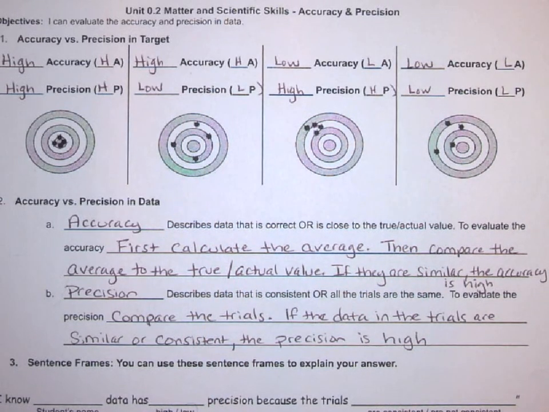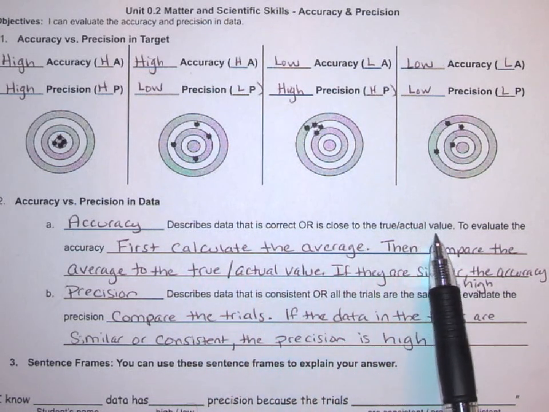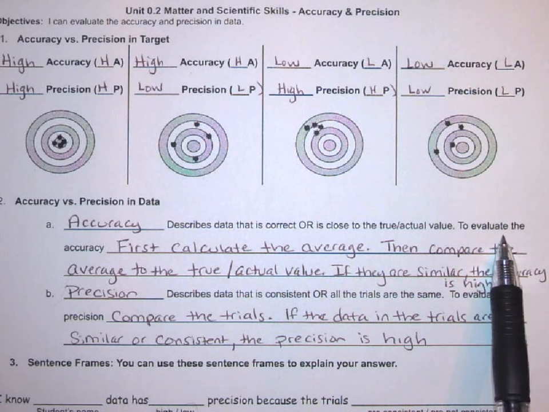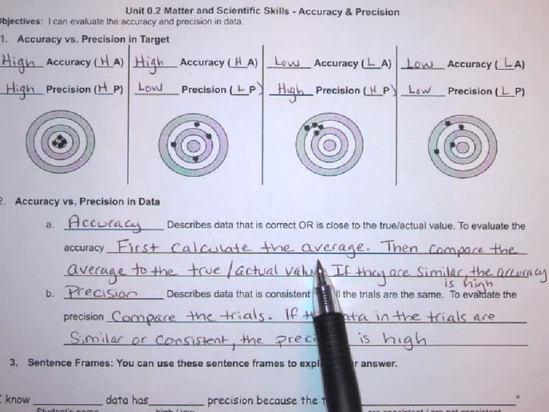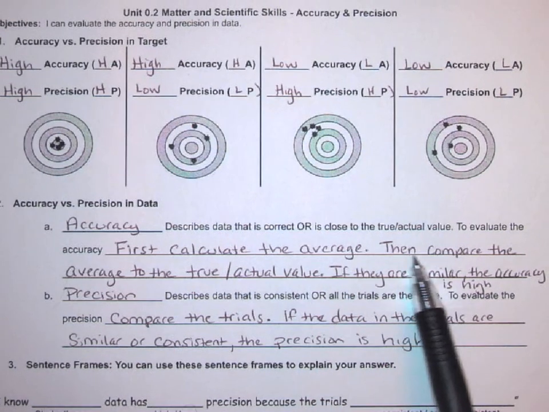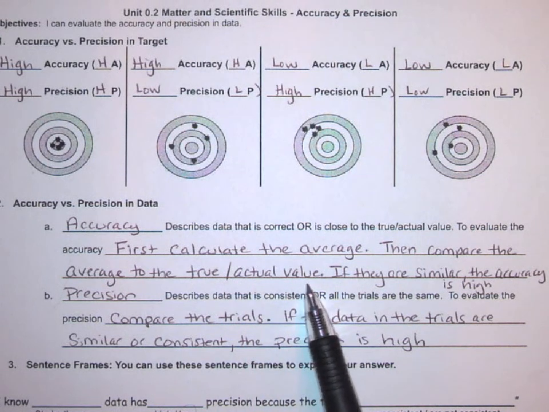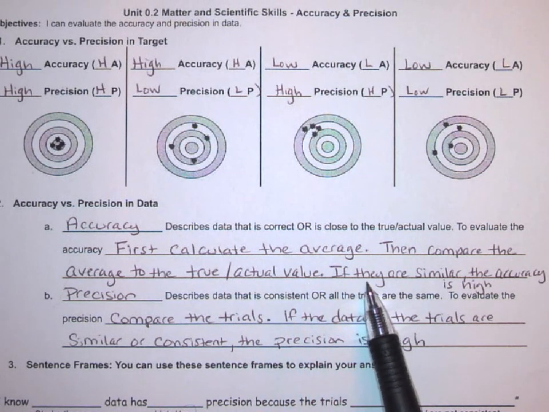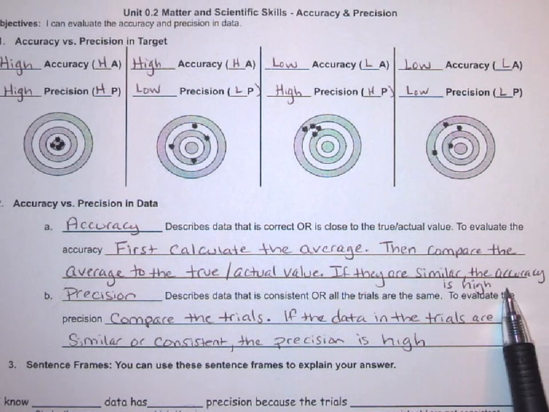But what about in data? Accuracy describes data that is correct or close to the true or actual value. The way that we evaluate accuracy is, the first thing we need to do is calculate the average if you have more than one trial. Then you're going to compare the average to the true or actual value. If the average and the true or actual value are similar, the accuracy is high.